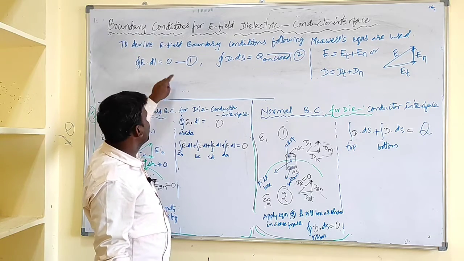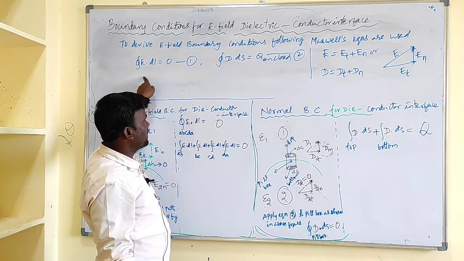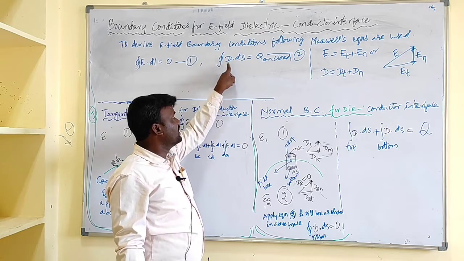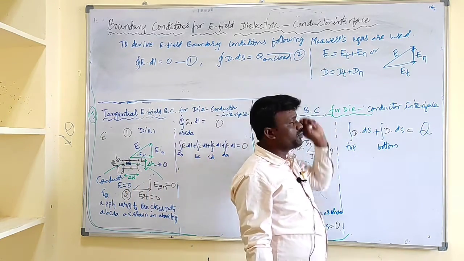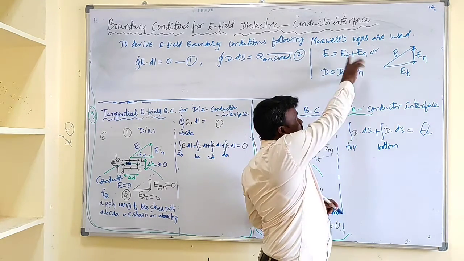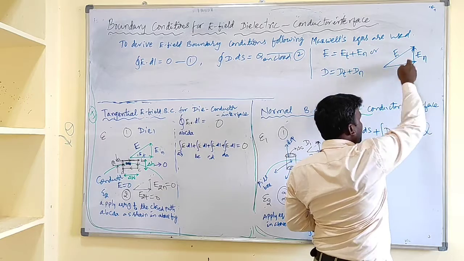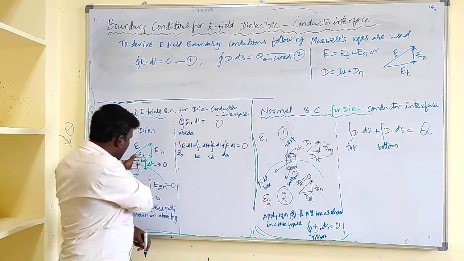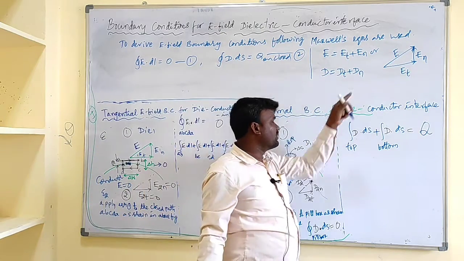In order to derive the boundary conditions, we need to use three equations. First one is the integral of E dot dl equal to 0, one of Maxwell's equations for the electrostatic field. Another one is Gauss law, that is integral D dot ds equal to Q enclosed. And the third one is that we need to decompose the field component into two orthogonal components, the tangential and the normal. Tangential means along the boundary, and normal means normal to the boundary. So that is D equal to Dt plus Dn.